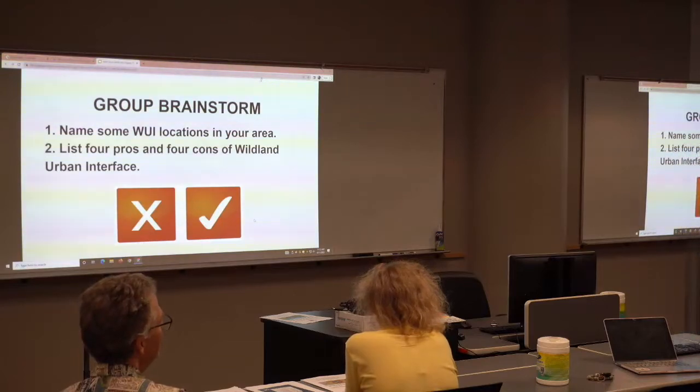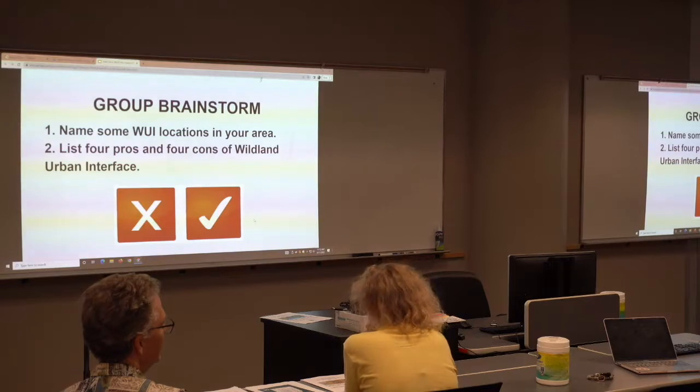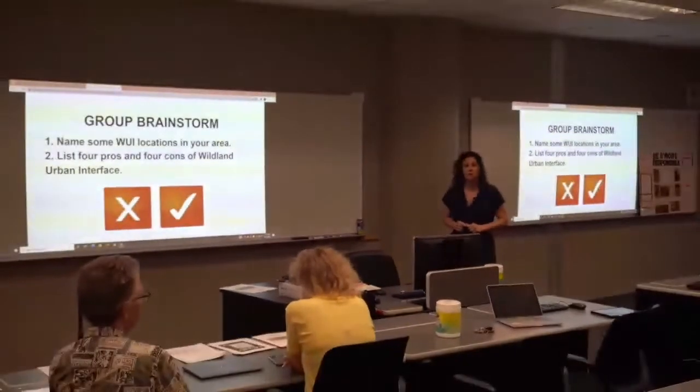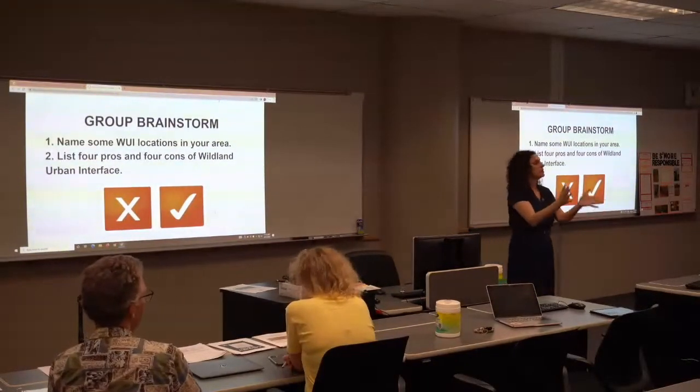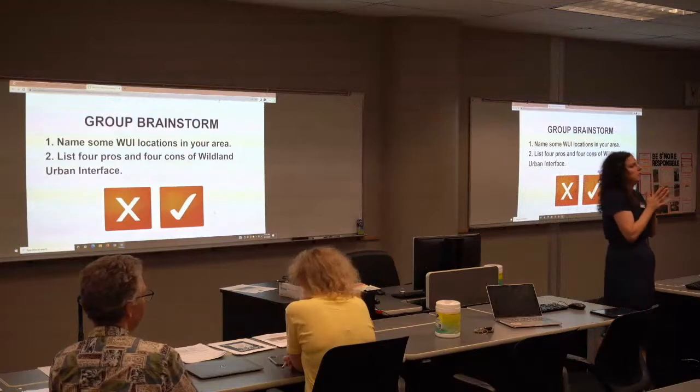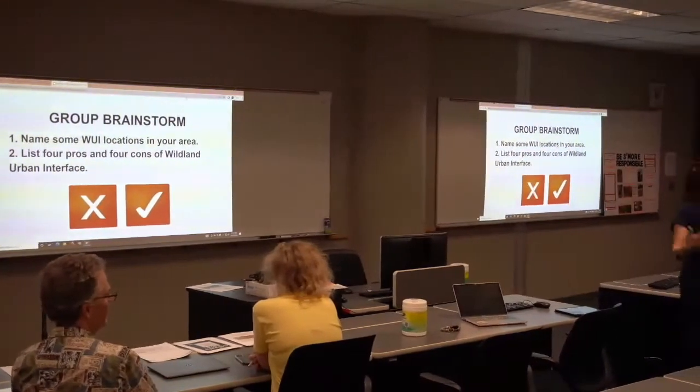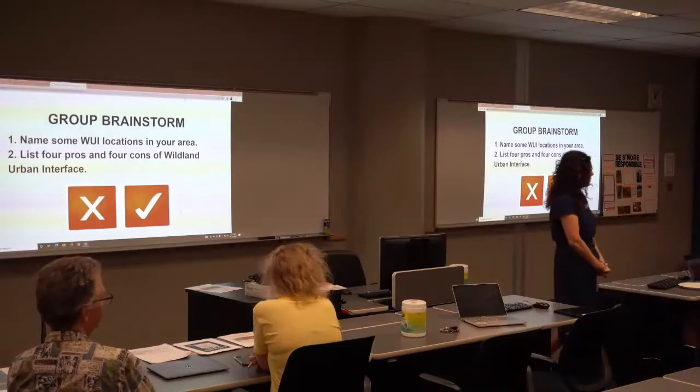So real quickly, in your small group, I'm going to give you probably about 3 minutes. What are some WUI locations in your area that you live in? And then the second question is list 4 pros and cons of wildland urban interface. So if you don't mind, let's start with the first question. Let's do 2 minutes. What are some WUI locations in your area? And if you will, just share that with your partner.